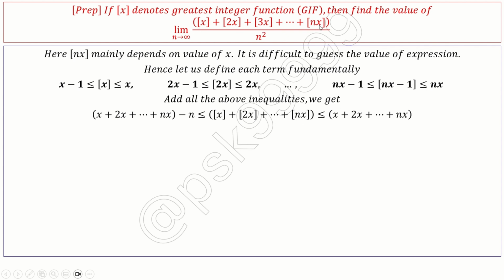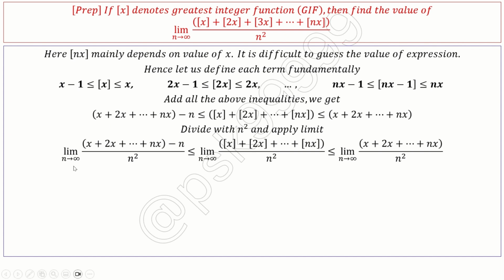So this is the numerator I got, which is less than or equal to x plus 2x plus 3x up to nx. Now I am representing GIF of x values in terms of other values, right? Now I divide by n square and apply the limit. So this will become limit n tends to infinity of x plus 2x up to nx minus n divided by n square, less than or equal to the value which we want to find out, less than or equal to limit n tends to infinity of x plus 2x up to nx divided by n square.